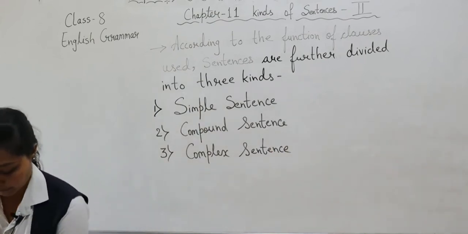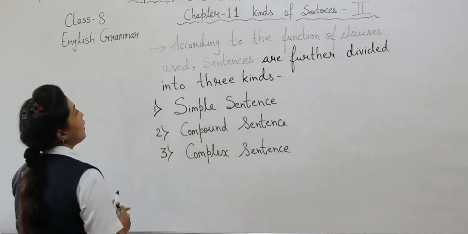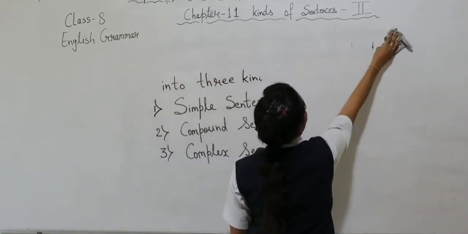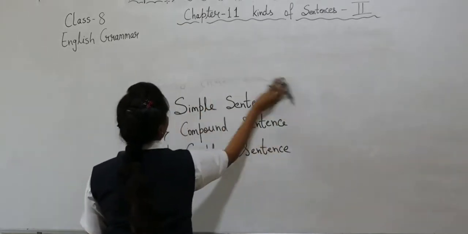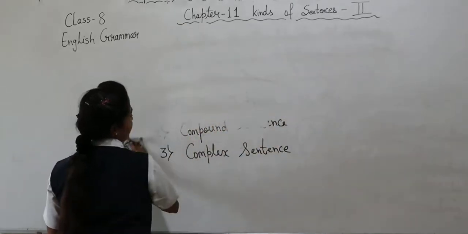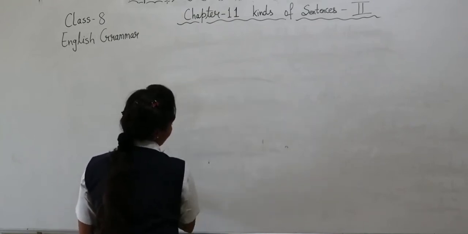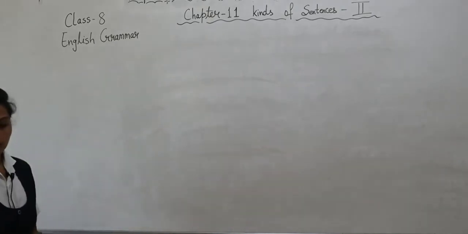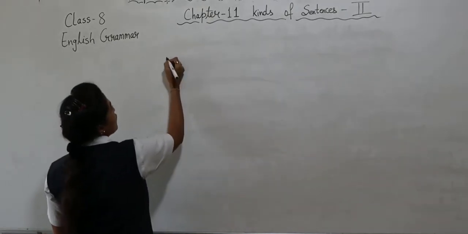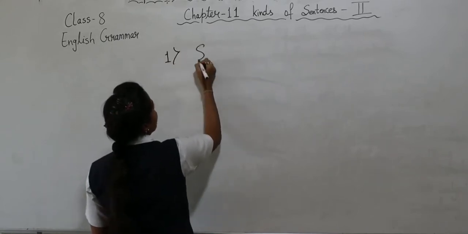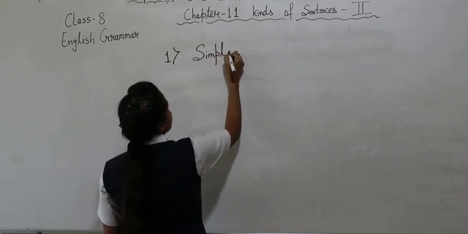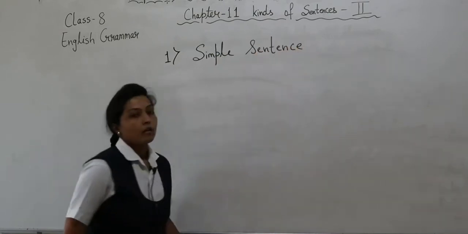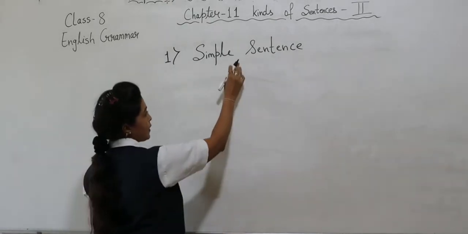Now then, let us try to understand each kind of sentence in detail. So first one is simple sentence. Now, simple sentence.